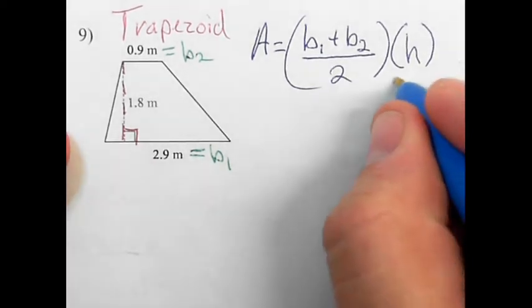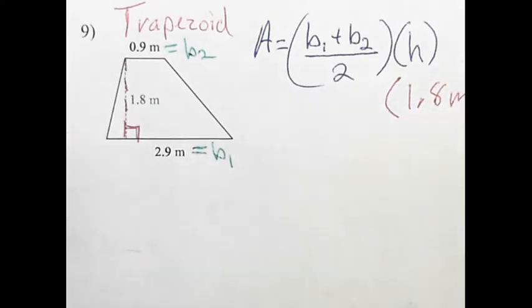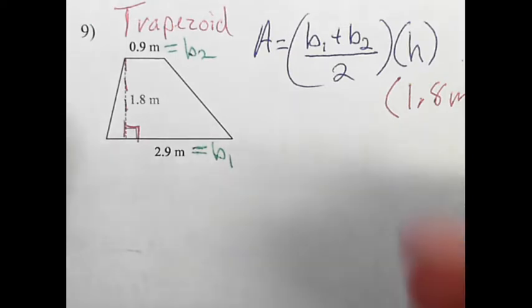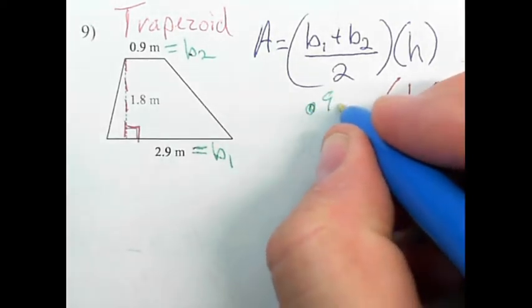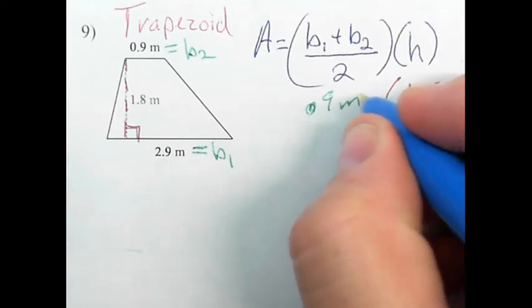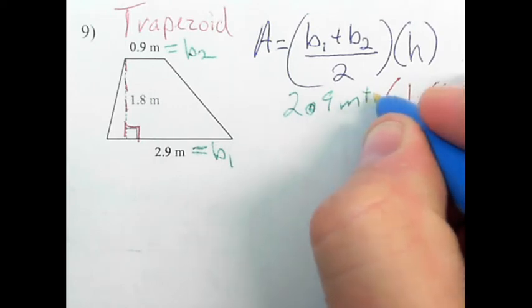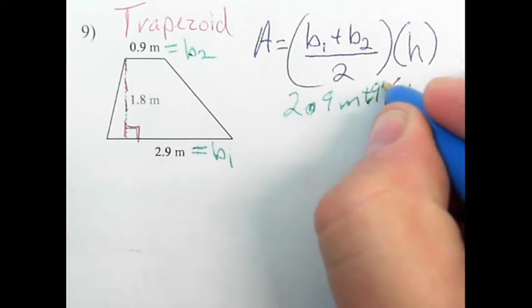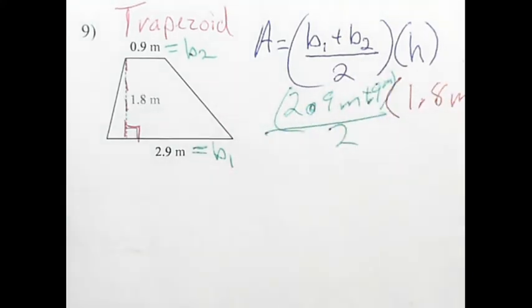So my altitude height is 1.8 meters, and my two bases are going to be 2.9 plus 0.9 meters. Ran out of space there. All divided by 2.